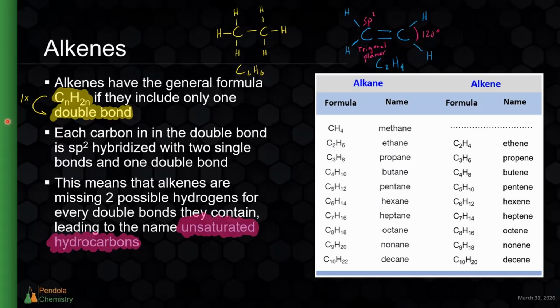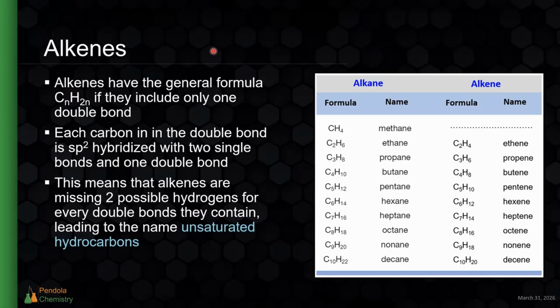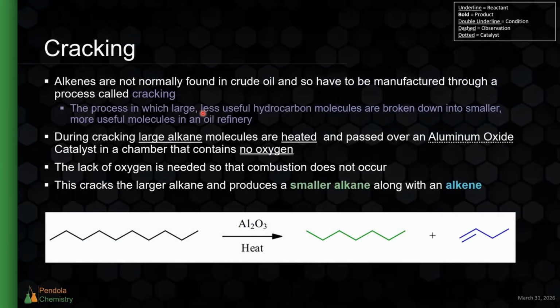But let's go back to our PowerPoint here. So, that's a quick review of alkenes. How do we get alkenes? Because we discussed how alkanes are made through a process called fractioning, and we divide them out of crude oil. Well, alkenes are a byproduct of oil manufacturing as well. Now, they're not normally found in crude oil, but we can make them out of the compounds found in crude oil.